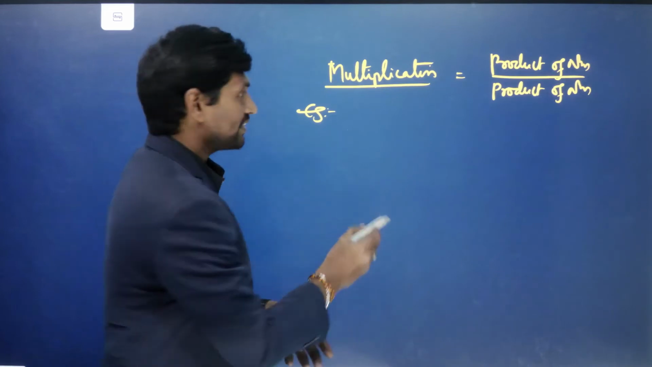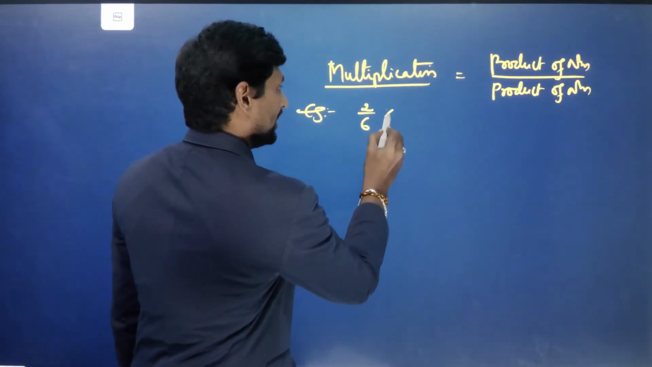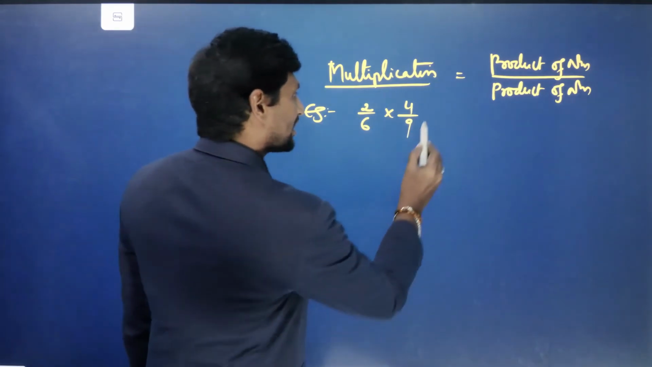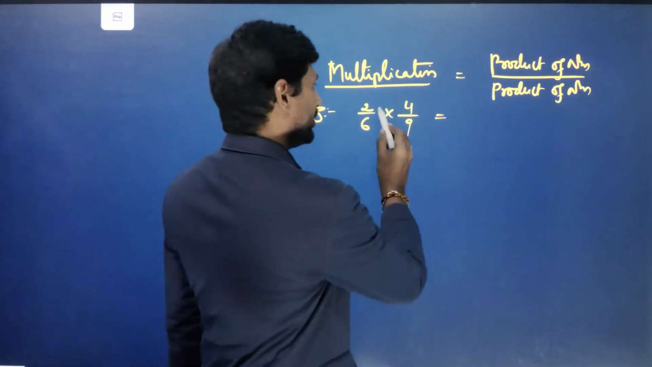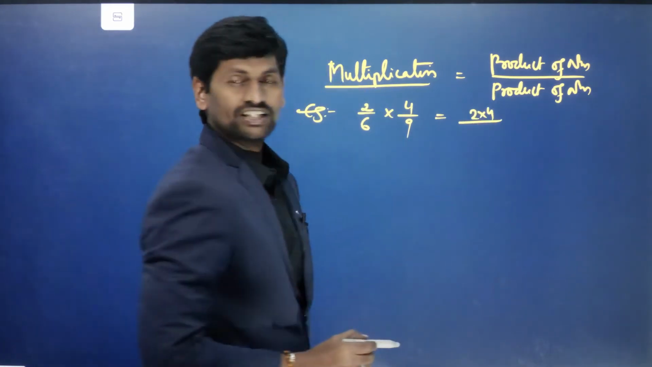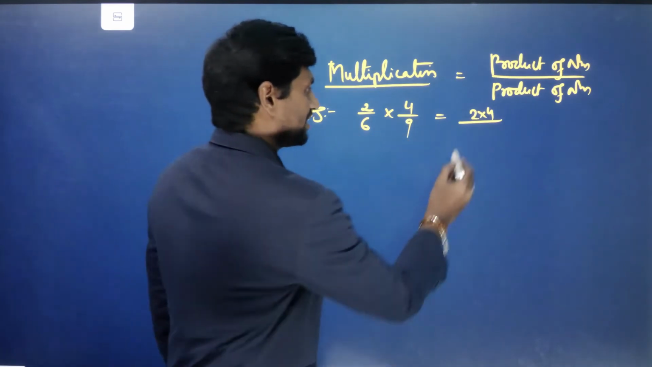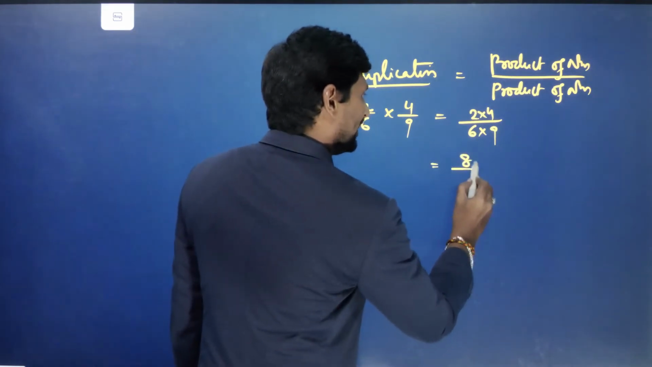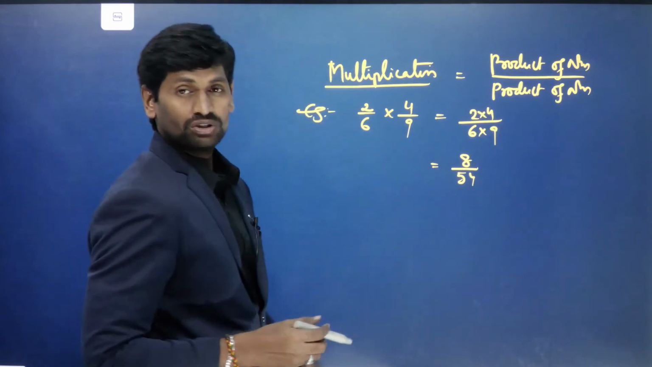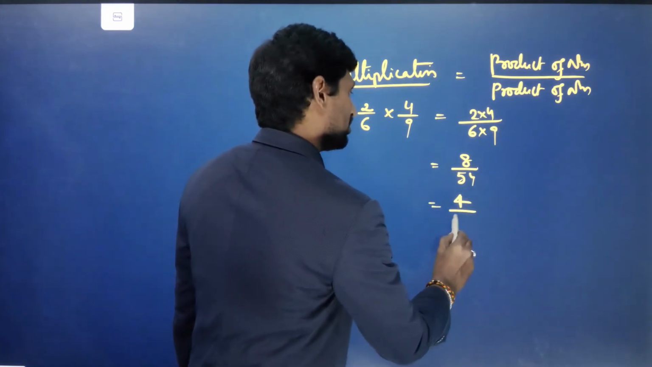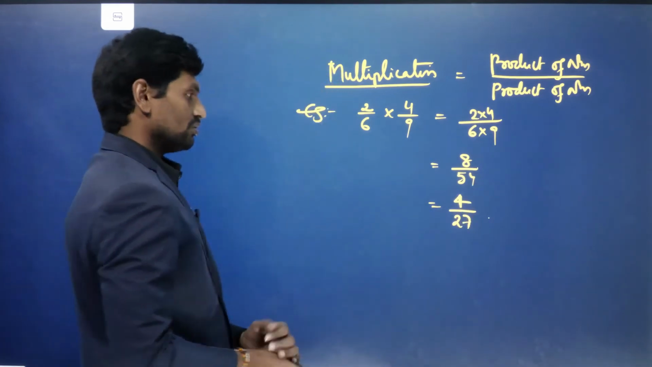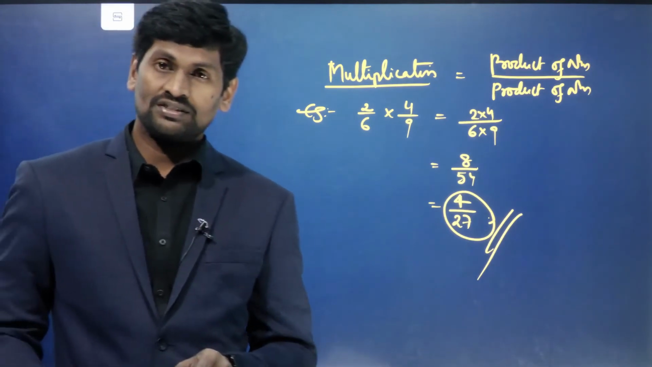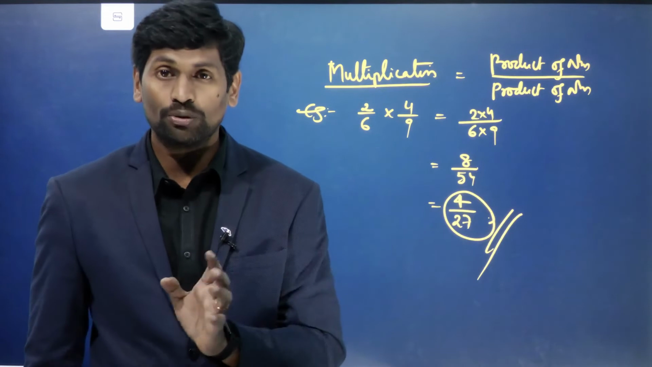So for example, I am taking 2 by 6 into 4 by 9. Multiplication of two fractions directly: product of numerators, 2 into 4, by product of denominators, 6 into 9. So just multiply the numerators, 2 4s are 8, by 54. Again both will cancel in 2 table: 2 4s are 8, and 27 times. So 4 by 27 is our required answer. So simply, multiplication of two fractions is nothing but product of numerators by product of denominators.